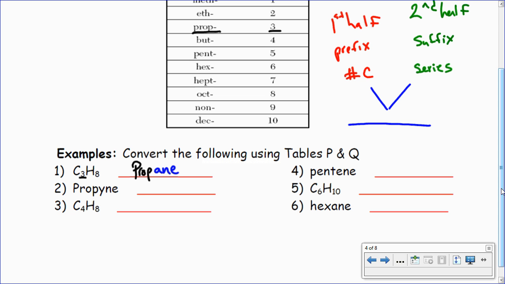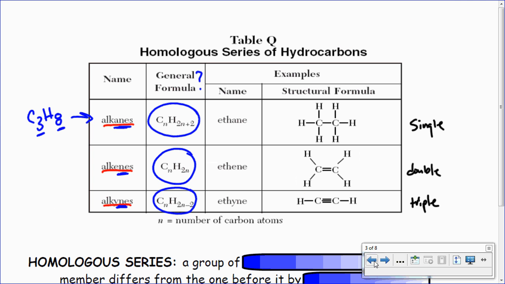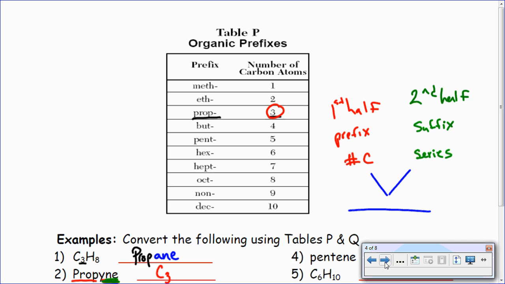Now the second one, we have a name, and we're going to relate it back to its formula. Convert the following using tables P and Q. This time we have the name, and we're going to go back to the formula. So prop, that's our prefix. Prop tells us that there are 3 carbons, so that's C3. Now the yne ending tells us that it belongs to the alkynes series, which means we take the number of carbons, 3, and find the number of hydrogens by doing 2 times 3 minus 2. 2 times 3 is 6, minus 2 is 4. So the formula for this must be C3H4.